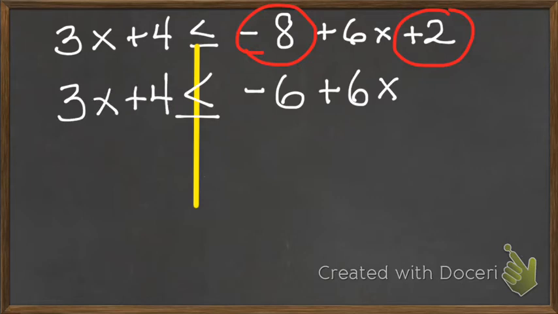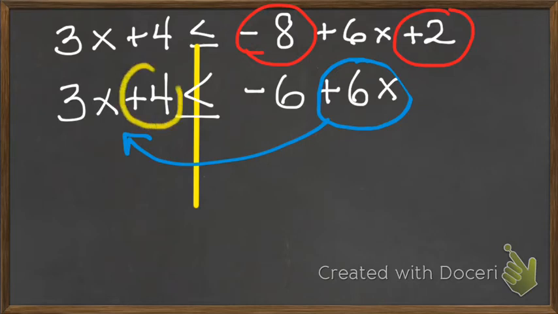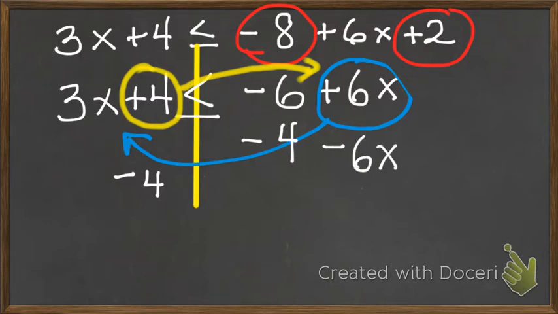Then we move all the letters to the left side. Always move the letters to the left side. So I'm going to move this 6x, since it's on the right, over to the left. And then I'm going to move the plus 4 over to the right. To move the plus 4, we subtract 4 on both sides. Make sure you line everything up. And then to move the 6x, I just subtract 6x.